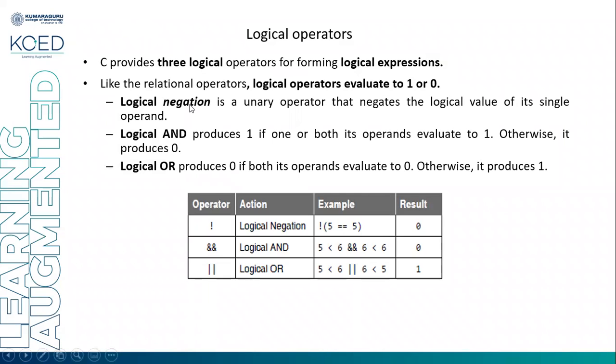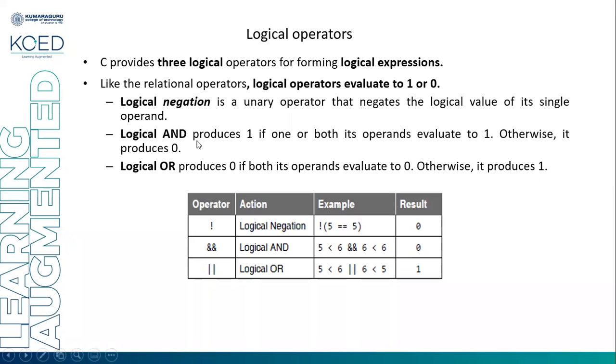The first one is logical negation. This exclamation symbol is the logical negation. It's a unary operator that deals with a single operand and negates its logical value. For example, 5 equal to 5 means the actual value is 1. If you apply a negation, it will return 0. If you apply a negation to 0, it will return 1. If you apply a negation to 1, it will return 0. So if the expression is true, it will return the value 0. If the expression is false, it will return the value 1. That is the negation operation.